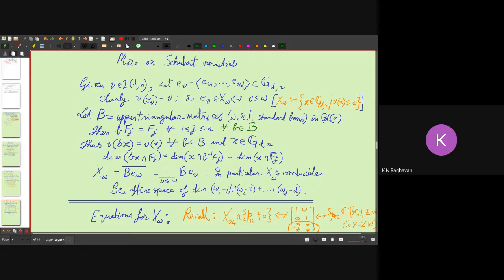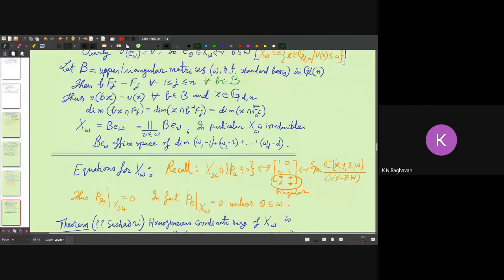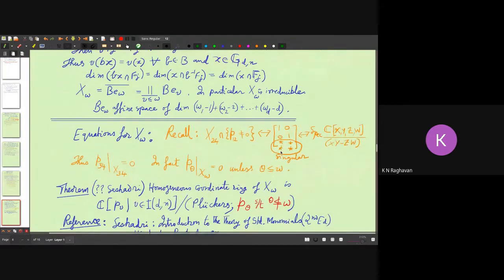Okay, and in fact, I don't know if I'm going to use this, but it's nice to observe that BEW is itself an affine space of dimension this. Okay, so XW is nothing but an interesting compactification, so to speak, of the affine space of dimension this. Okay, so now let's start writing equations for XW, which is going to be important for us.